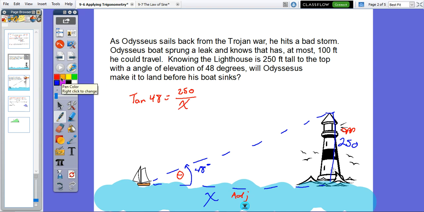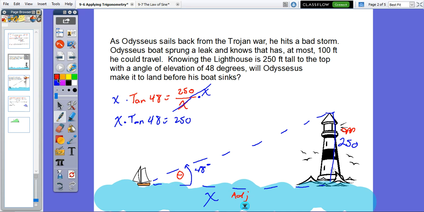So in all the other problems that we had before, we had the number at the bottom and our unknown on top. So we just multiply both sides by the denominator to isolate x. But here we have the x in the denominator. So we're going to have to multiply the x to both sides. And doing so, it gets it out of the denominator on one side, and then it brings it up to the numerator. So now we have x tangent of 48 equals 250.